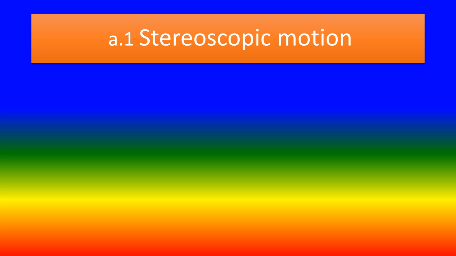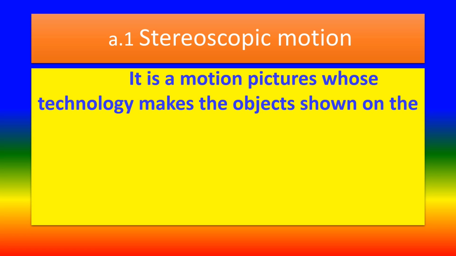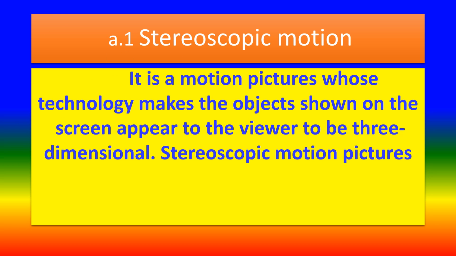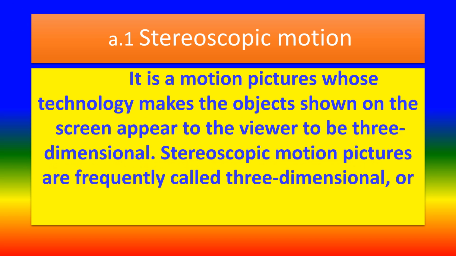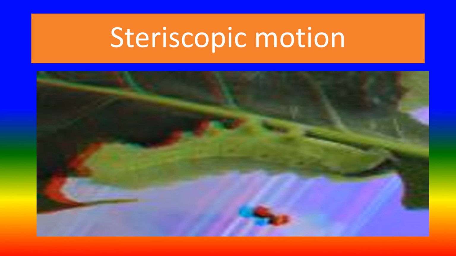A1, stereoscopic motion. It is a motion picture whose technology makes the objects shown on the screen appear to the viewer to be three-dimensional. Stereoscopic motion pictures are frequently called three-dimensional or 3D films. Look at this picture, stereoscopic motion.